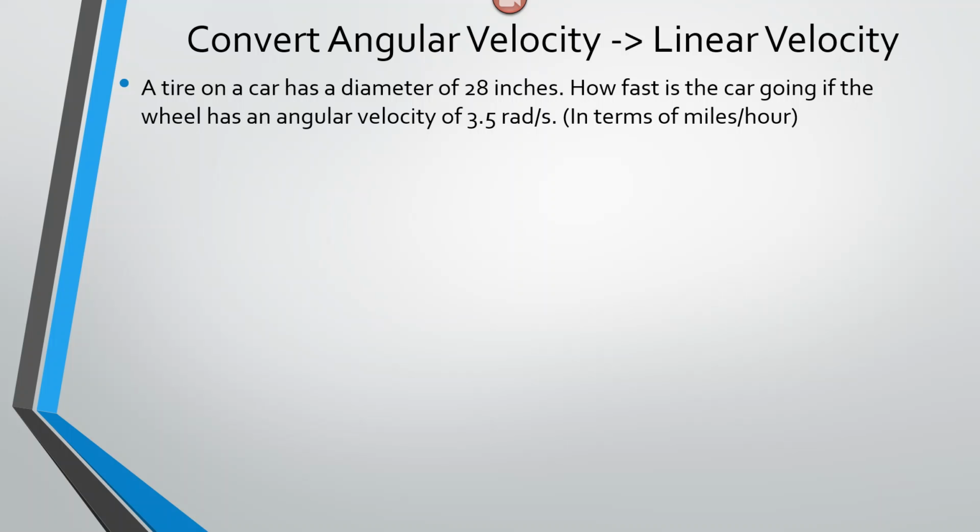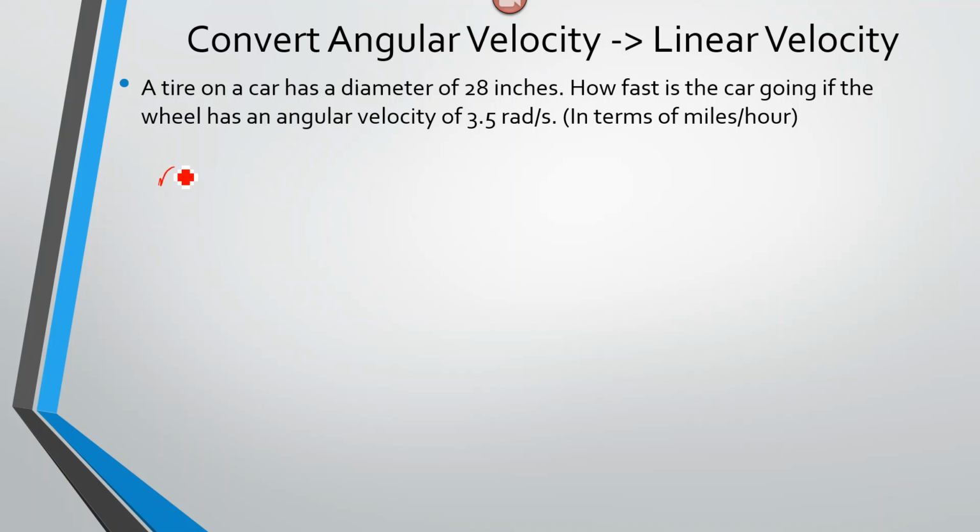Converting angular velocity into linear velocity. A car tire has a diameter of 28 inches. How fast is the car going if the wheel has an angular velocity of 3.5 radians per second? Okay, there's a couple ways you can do this. You can go to radians per second and then just use the radius, or you can use circumference. I'm going to do both ways real quick.